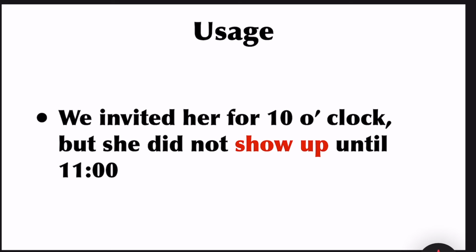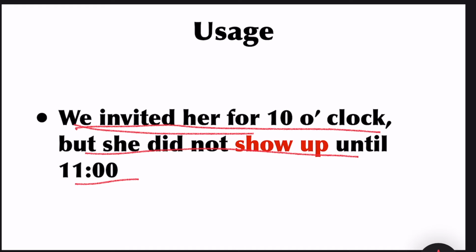How can you use this phrasal verb show up in your conversation? Look here. We invited her for 10 o'clock, but she did not show up until 11. It means she did not appear. She was absent. She did not arrive till 11 o'clock.